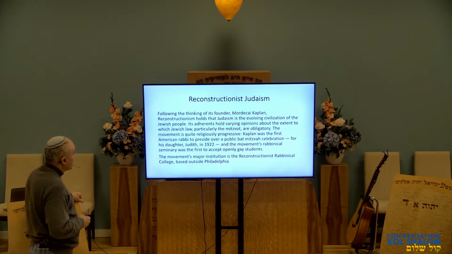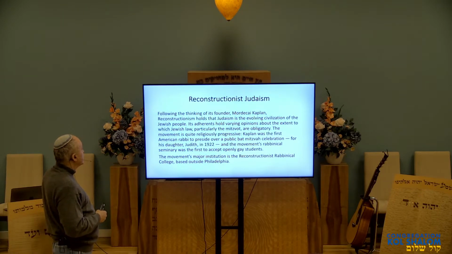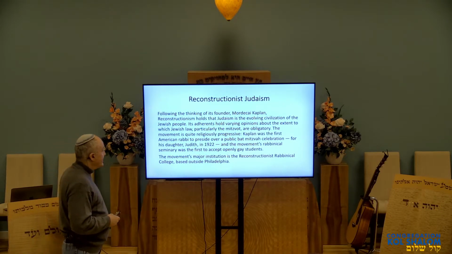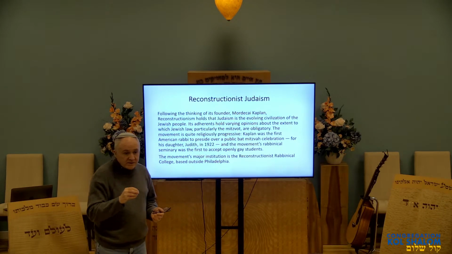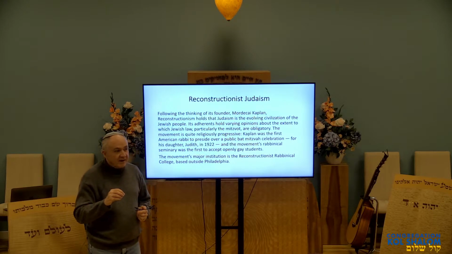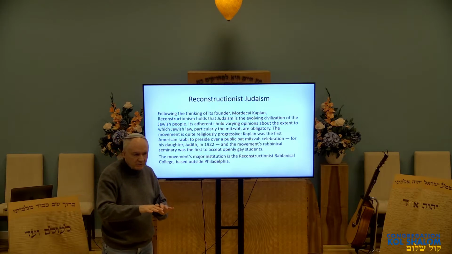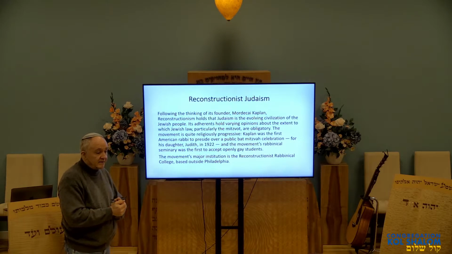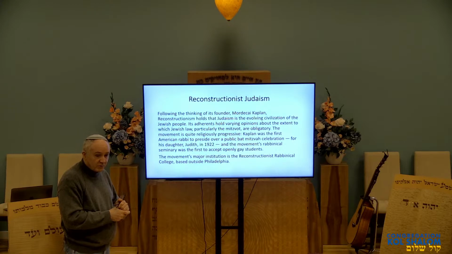Kaplan was the first American rabbi to preside over a public bat mitzvah celebration for his daughter Judith in 1922. And the movement's rabbinical seminary was the first to accept openly gay students. By the way, Mordechai Kaplan was a conservative rabbi, and this was a division among the conservative movement when he decided to create a different movement. He lived more than 100 years. He lived in the last years in Jerusalem.